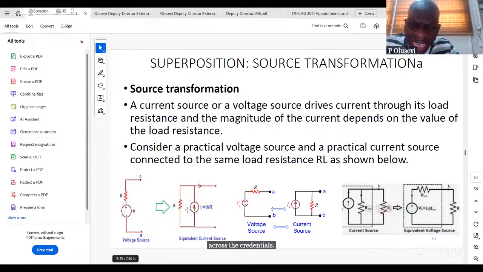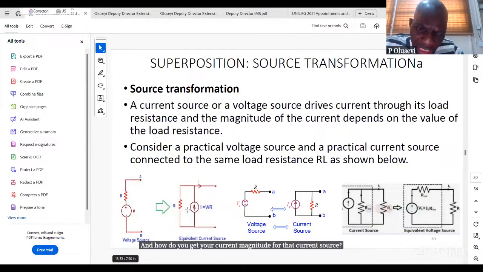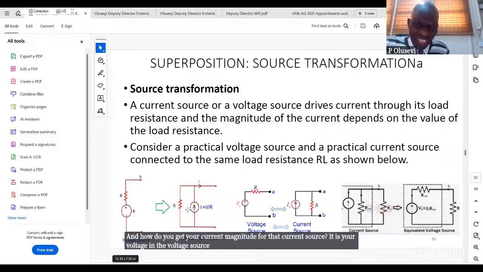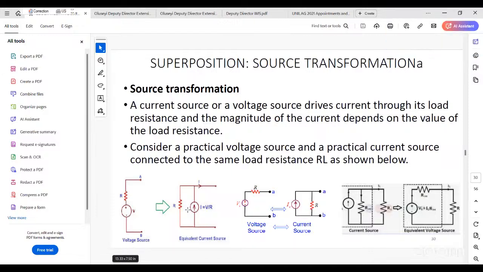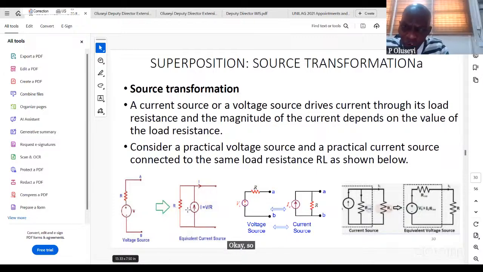And how do you get your current magnitude for that current source? It is your voltage in the voltage source divided by the resistance, which is the internal resistance in the voltage source. Can you see what I'm saying? Yes, sir. Okay. So you must not in any way forget this principle.